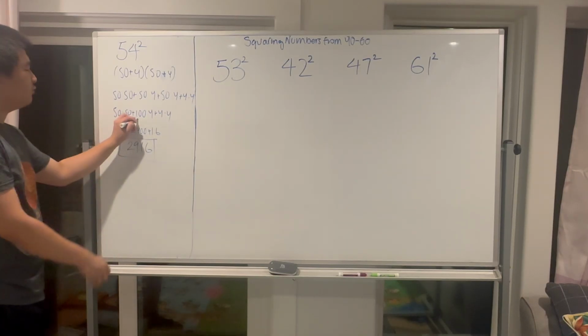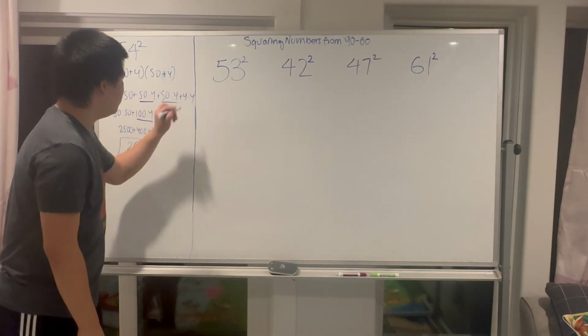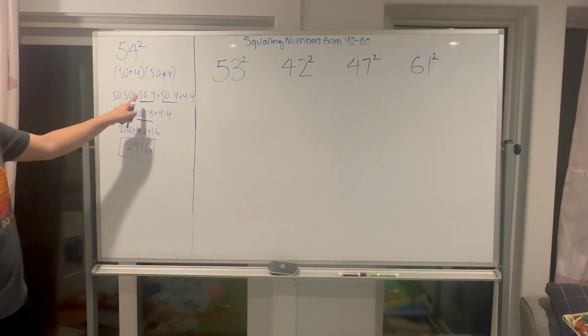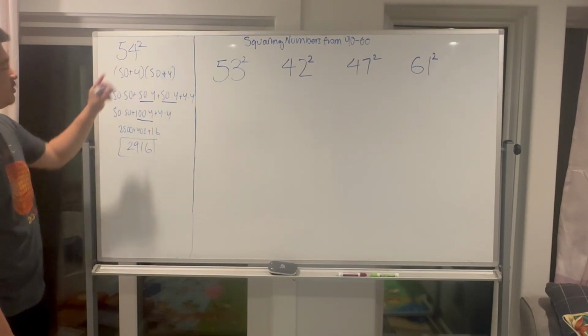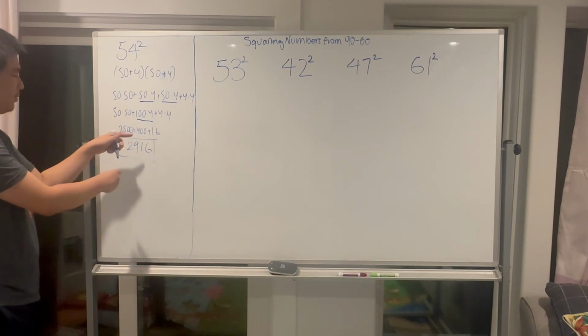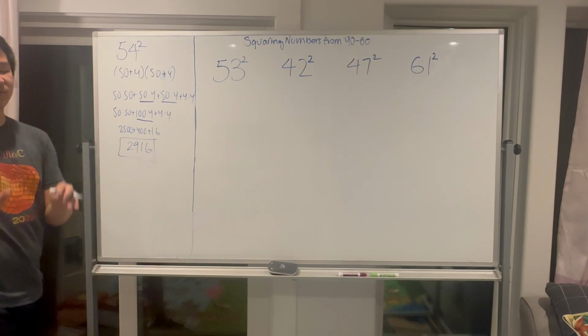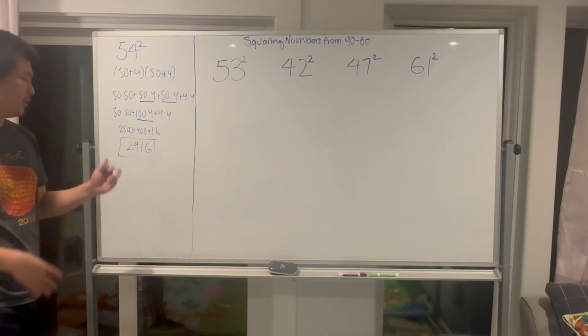Why did we have 100 4s? Well, we had 50 4s plus 50 4s. The 50 is, of course, the 50, and the 4 is our last digit. So it appears that we would have 100 times 4 because it's 50 and 4 is 54. So 29 is 5 squared plus 4, and 16 is 4 squared. That's where our answer comes from.